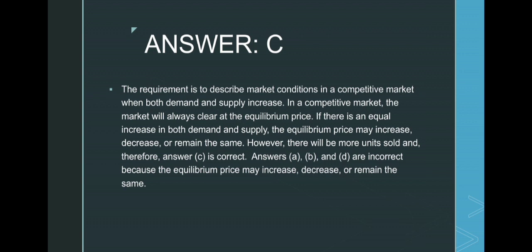So in question number 18, the correct answer is letter C. The requirement is to describe market conditions in a competitive market when both demand and supply increase. In a competitive market, the market will always clear at the equilibrium price. If there's an equal increase in both demand and supply, the equilibrium price may increase, decrease, or remain the same. However, there will be more units sold. Answers A, B, and D are incorrect because the equilibrium price may increase, decrease, or remain the same.